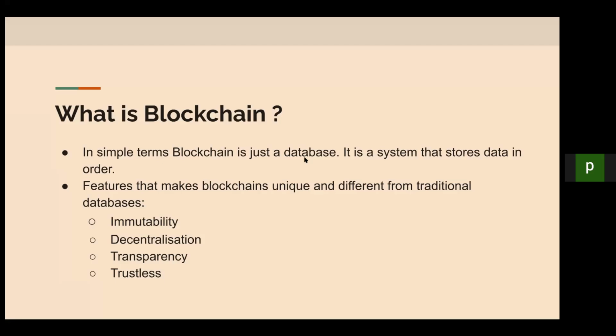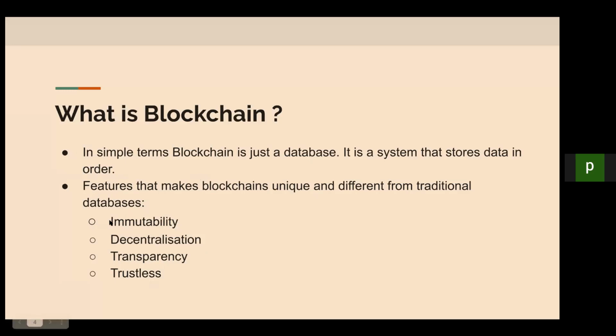So what is blockchain? In simple words, blockchain is just a database. It's nothing more. It is a system that stores data in a specific order. No fancy thing. From a very high-level perspective, it is just a database. So what makes blockchain unique and very attractive, if it is just a database? There are some properties present in blockchain which are not available in traditional databases.